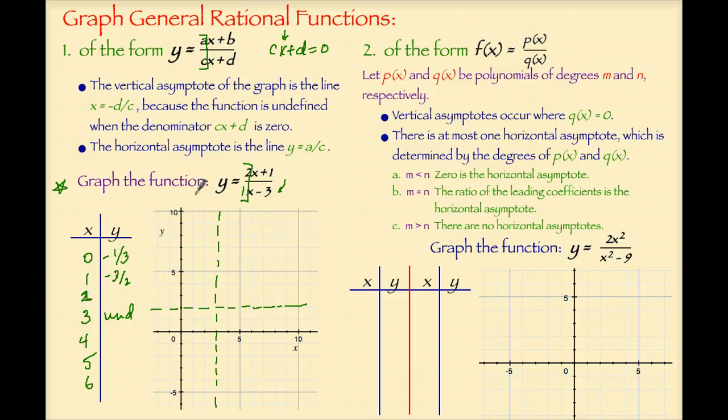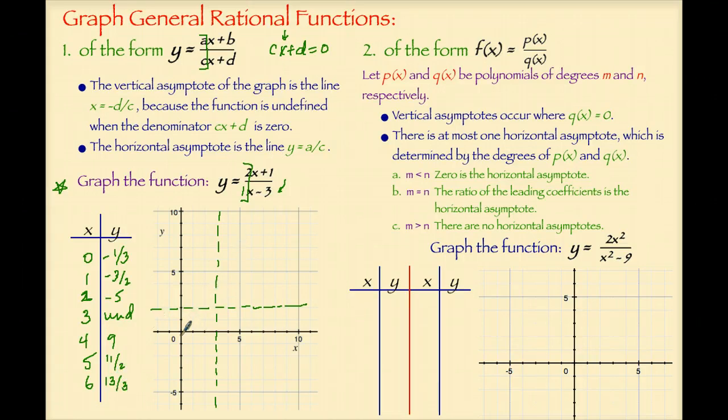And putting 2 into the function. Yes, it looks like a 1, but it's supposed to be a 2. 2 into the function gives us 2 times 2 plus 1, 5, over 2 minus 3, negative 1. That's a negative 5. Now let's go to the other side of the asymptote. When we put 4 into the function, 2 times 4 is 8 plus 1 is 9, over 4 minus 3, 1, so that's going to be a 9. 5 times 2 is 10 plus 1 is 11, over 5 minus 3, 2, 11/2. And finally, let's put 6 into the function. That's 12 plus 1, 13, over 6 minus 3, 3, 13/3.